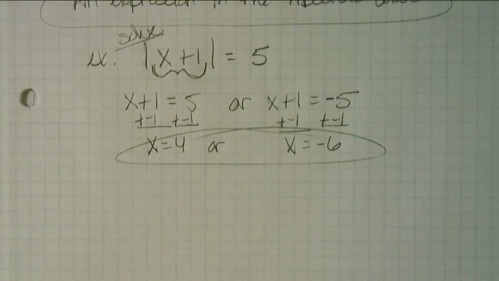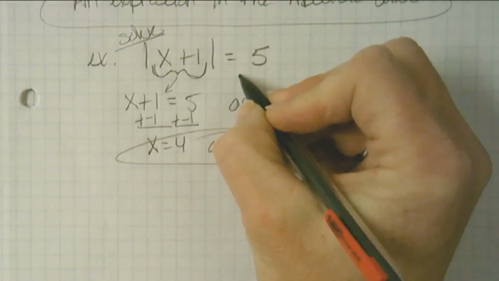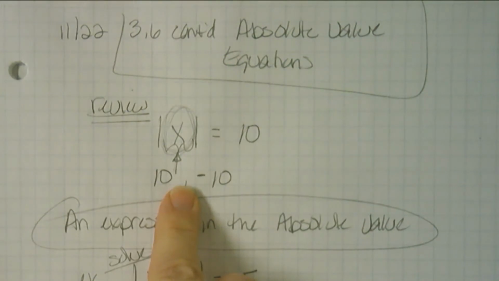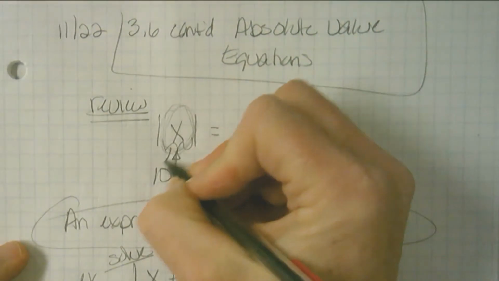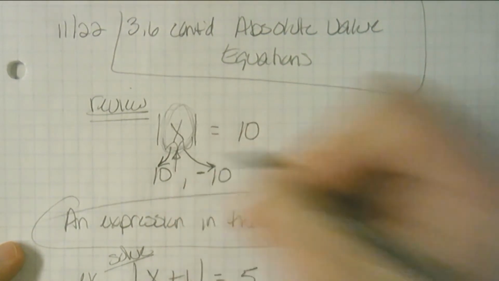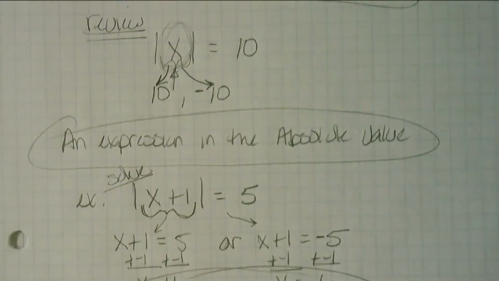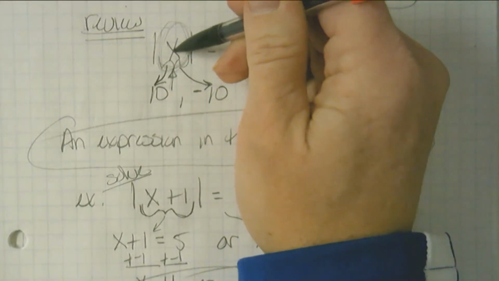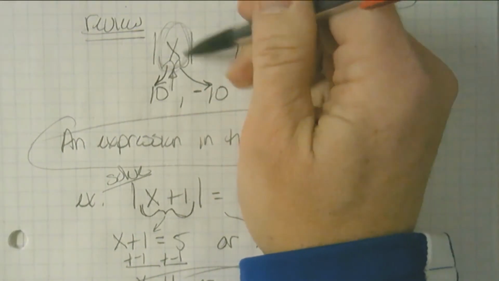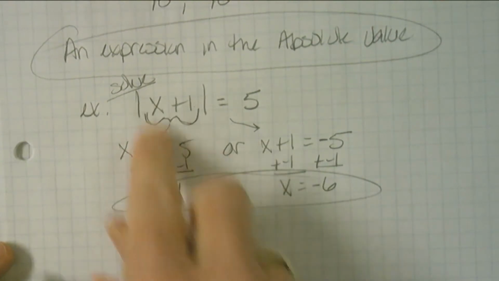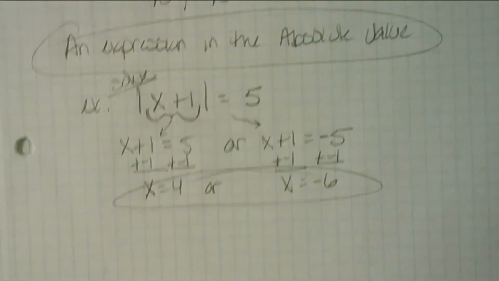You have to split it between the two possible options, just like we did here. Our two possible options for our x were 10 or negative 10. I had to split those two options up. Does that make sense? I'm doing exactly the same thing here. The only difference is, instead of it just being a variable that equals 10 or negative 10, here it's the expression that equals 5 and negative 5. And then there's math to do.